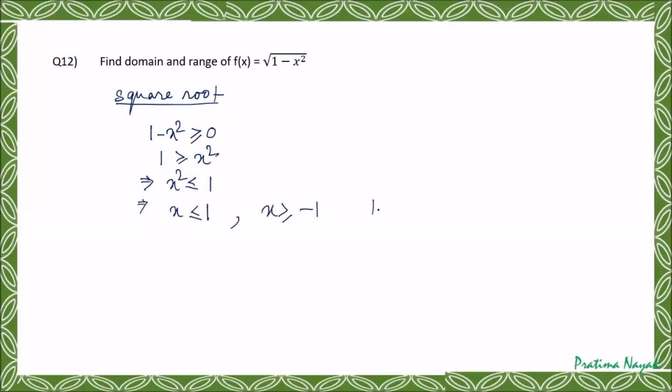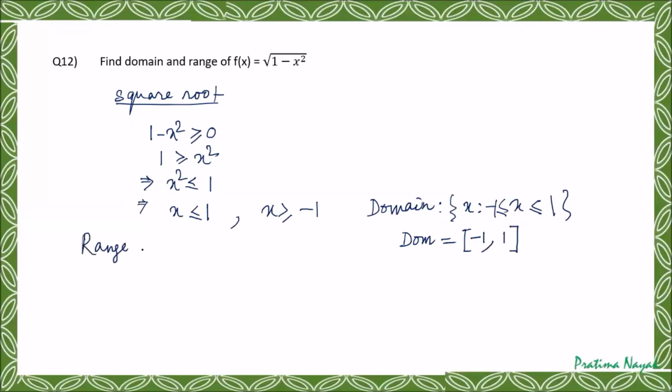So domain is equal to how much? Domain is equal to all x where x is greater than or equal to minus 1 and less than or equal to 1. Or we write it as domain equals minus 1 to 1, both ends included. And what about range? Range, you know, is a square root function. It always starts from 0. So 0 to infinity.